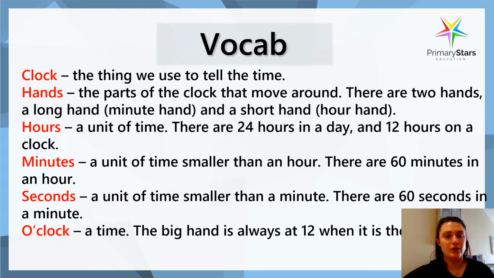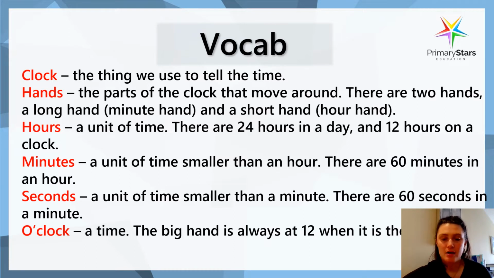An hour is a unit of time. There are 24 hours in a day, and on a clock there are 12 hours. Minutes is a unit of time smaller than an hour. There are 60 minutes in an hour. Seconds are a unit of time smaller than a minute. There are 60 seconds in a minute. Sorry about that. An o'clock is a time, and this is what we're going to be learning today.